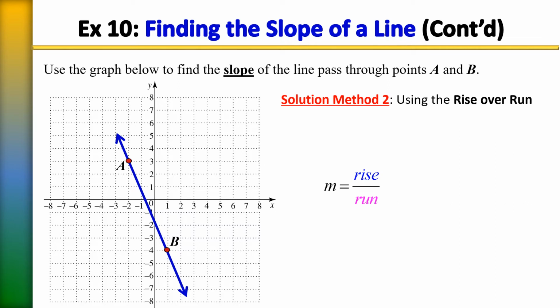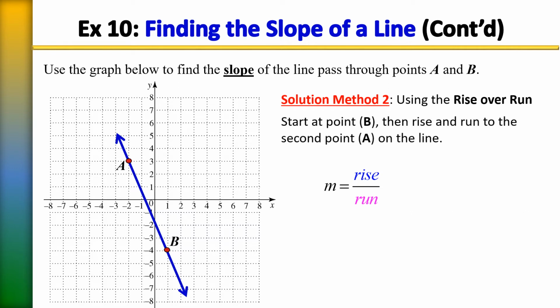So it really doesn't matter which point you move from, A to B or from B to A. On this particular slide, we're going to move from point B to A. So to move from point B to A, we're going to rise up 7 and run 3 to the left side. So that's going to produce a negative number. So our slope then is 7 over -3, which is the same thing as -7/3.